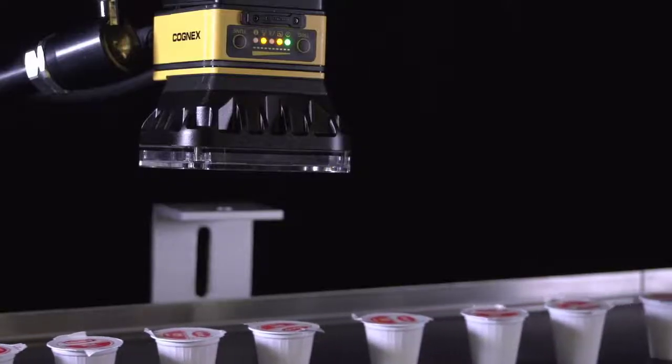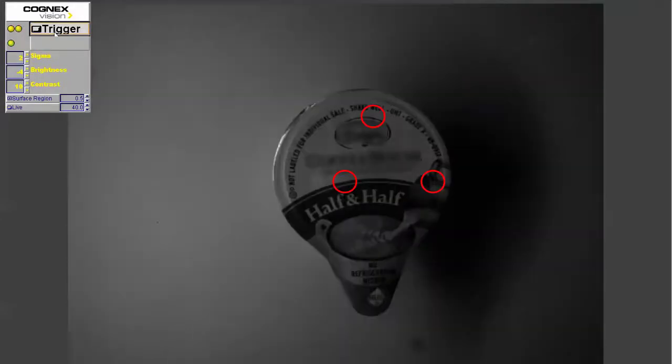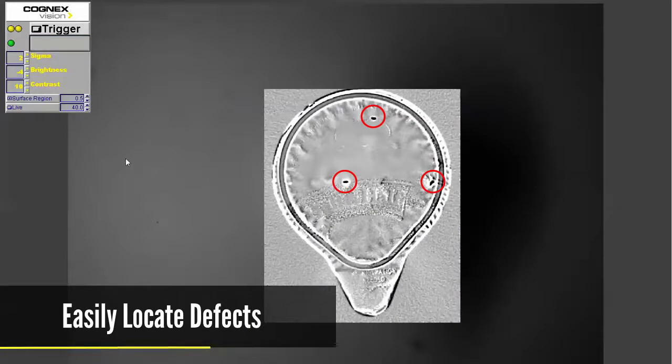These creamer cups have a design on the foil cover, making it extremely difficult to see defects in the foil, such as a wrinkle or a pinhole that would compromise the package's seal. With SurfaceFX, we are able to completely disregard the noisy background and easily locate the defects we're looking for.